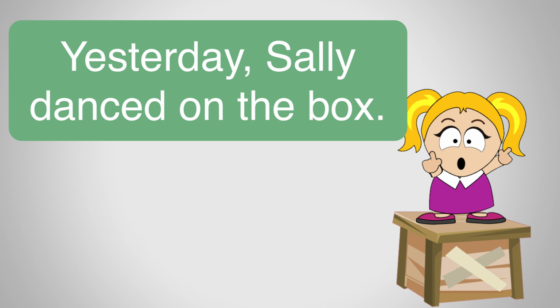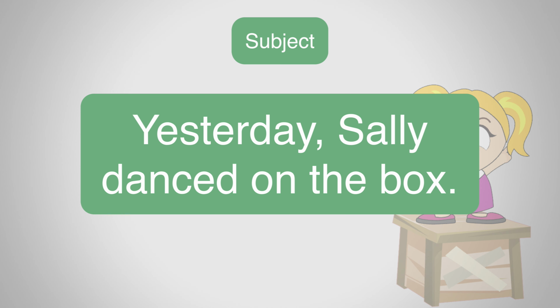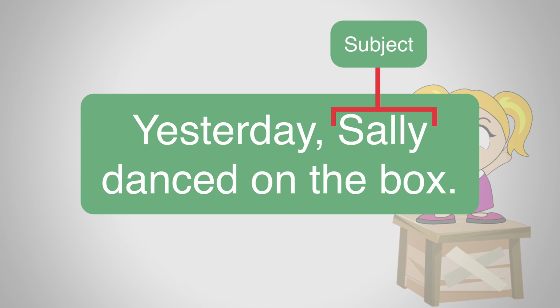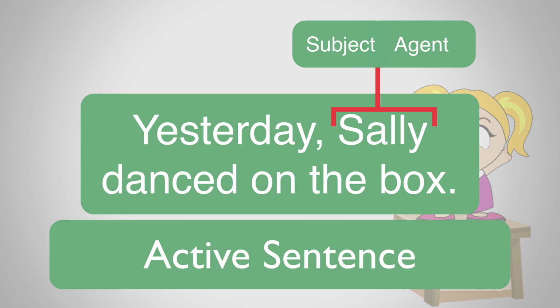Here's another example. Yesterday, Sally danced on the box. What's the subject of this sentence? Is it Sally or the box? Well, remember, the subject comes before the verb, and it's what the sentence is really about. So is this sentence focusing on Sally, or is it focusing on the box? Well, it's focusing on Sally, so she's the subject. She's also the agent, though, as she was the one who was doing the dancing. Since the subject is also the agent, that means the subject is also the doer of the verb, we can say that this is also an active sentence.